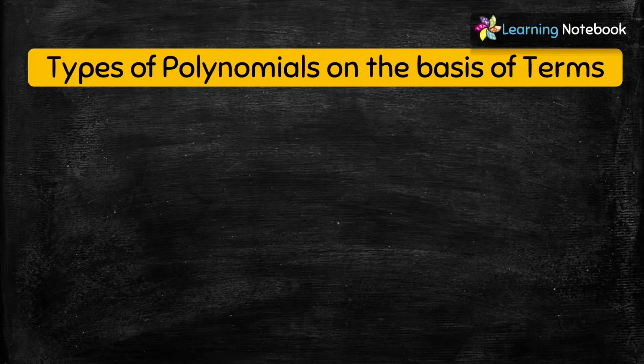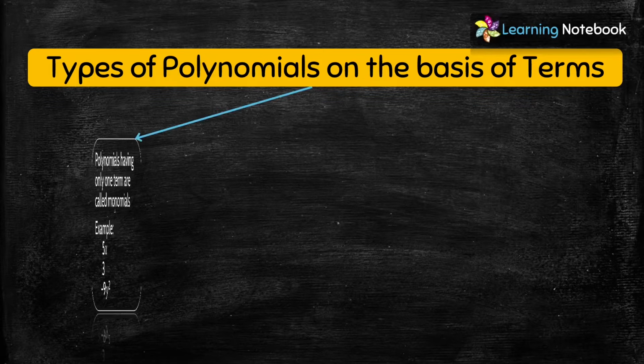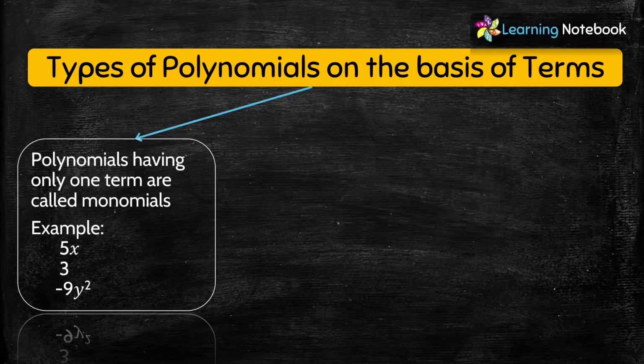Now let's learn types of polynomials on the basis of terms. There are three types of polynomials on the basis of terms. First is monomials. Polynomials having only one term are called monomials. For example, 5x, 3 minus 9y square, all these have only one term. So such polynomials are called monomials.